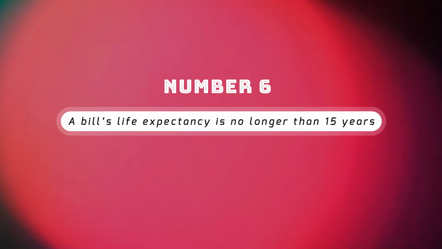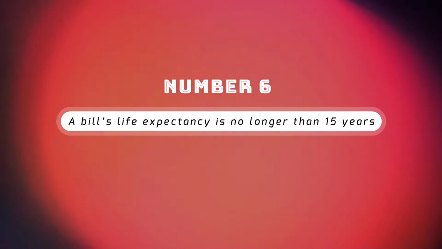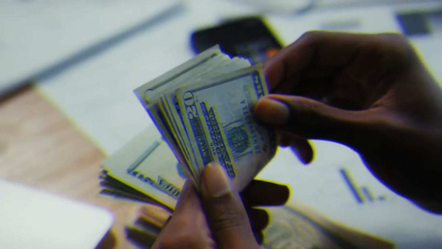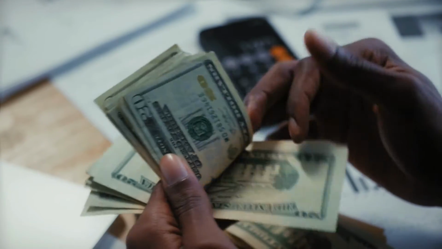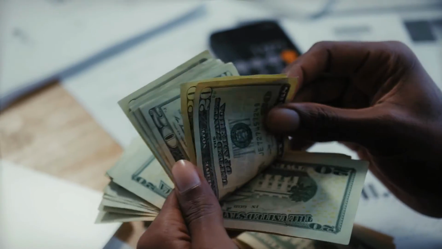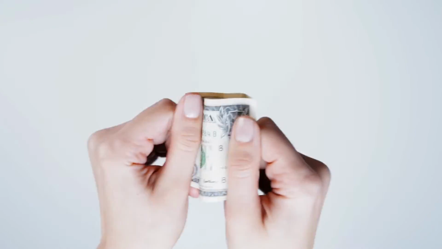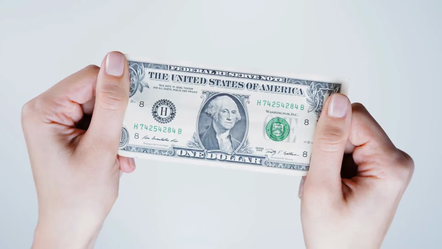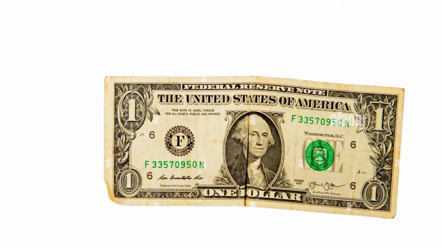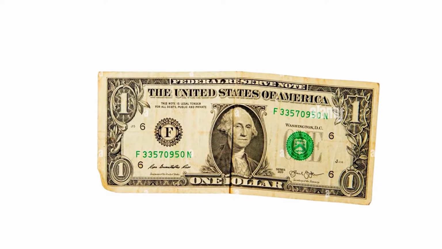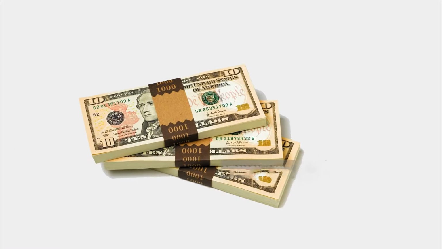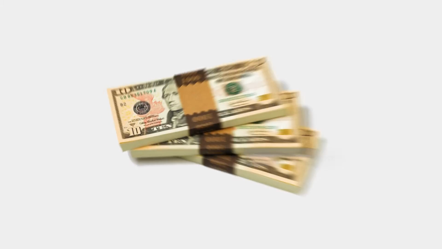Number 6, a bill's life expectancy is no longer than 15 years. After being used on a regular basis, bills wear out and are taken out of circulation. The $1 bill gets the most use and typically only lasts about 5.8 years. However, it's not the shortest life expectancy for a bill. That title belongs to the $10 bill, which surprisingly only lasts about 4.5 years.